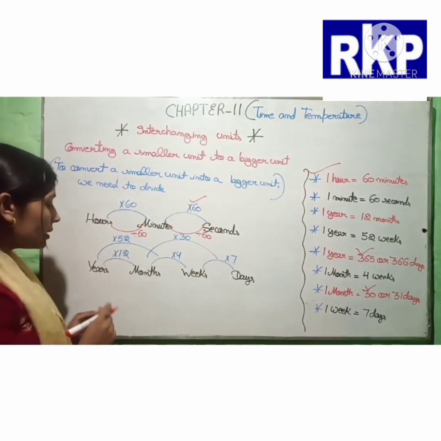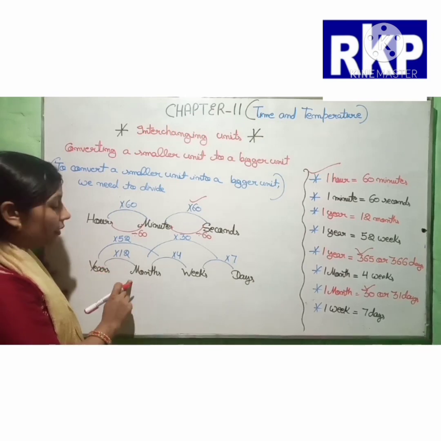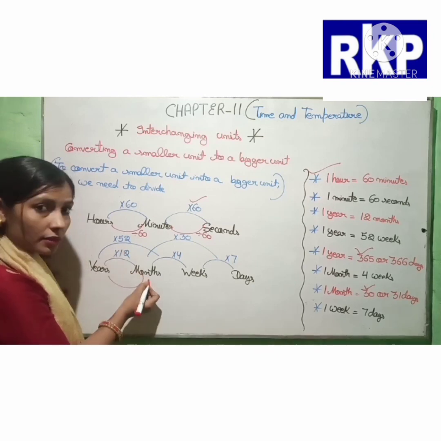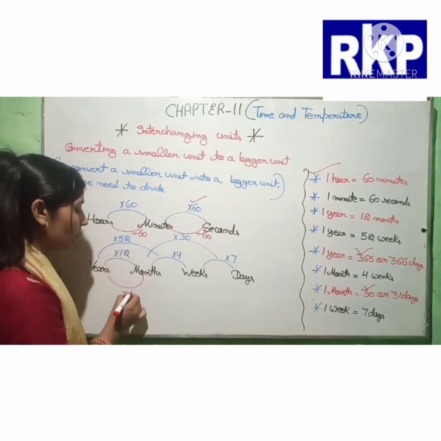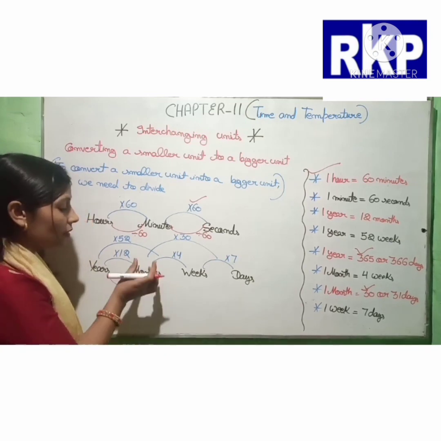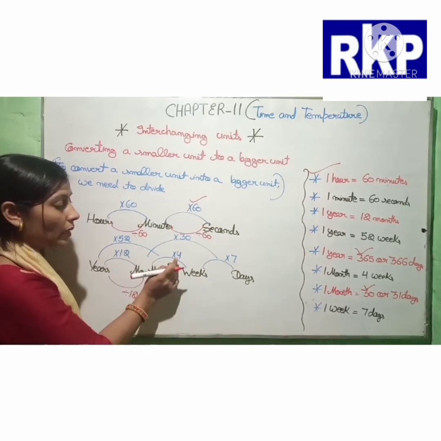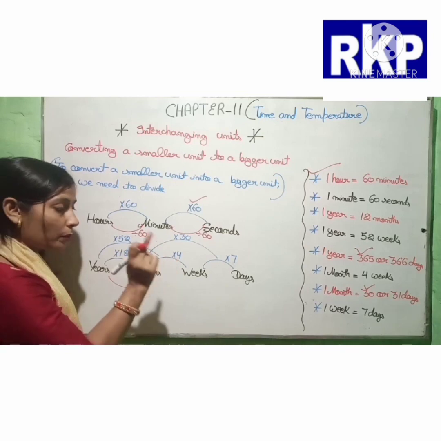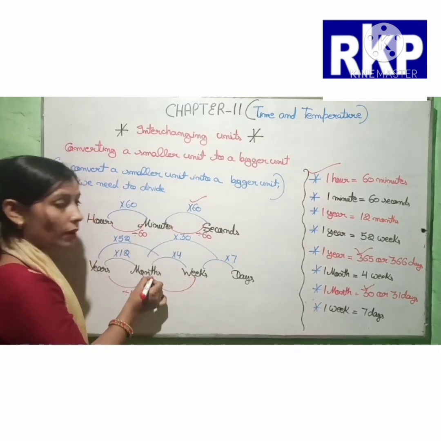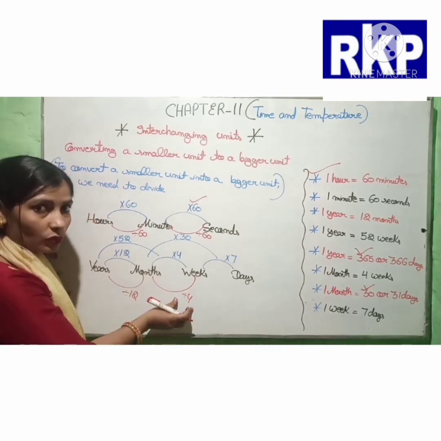And here you can see when we convert years into months, then we need to multiply with 12. But when we convert months into years, then we need to divide by 12. And when we convert months into weeks, then we need to multiply with 4. But when we convert weeks into months, then we need to divide with 4.